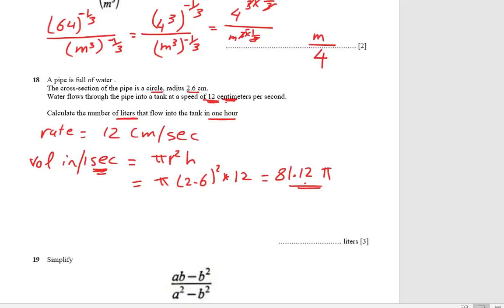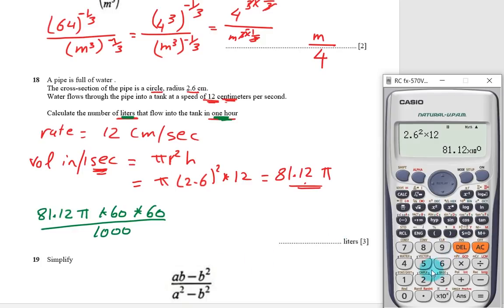Now I need to transfer this volume to 1 hour. Find the volume in 1 hour. So 81.12π multiplied by 60 minutes, multiplied by 60. Now it's the volume in an hour, but you need it also in liters. So to change from cubic centimeters to liters, we divide by 1000. This will be the volume in an hour, and the unit is liter. So let us find this answer.